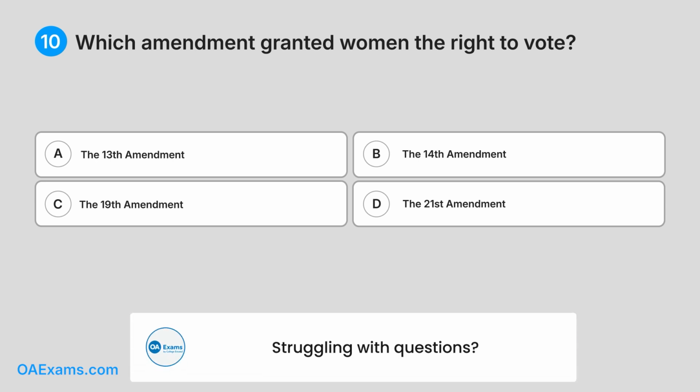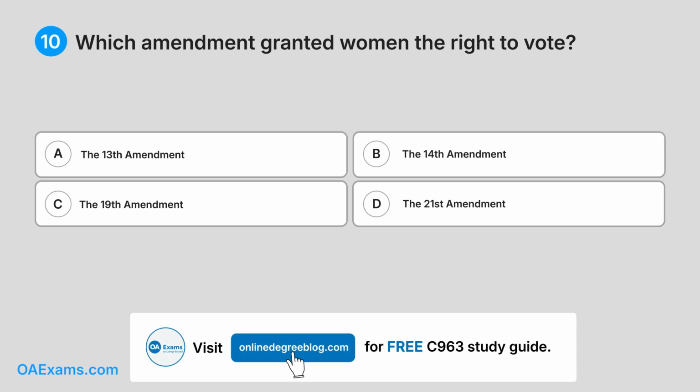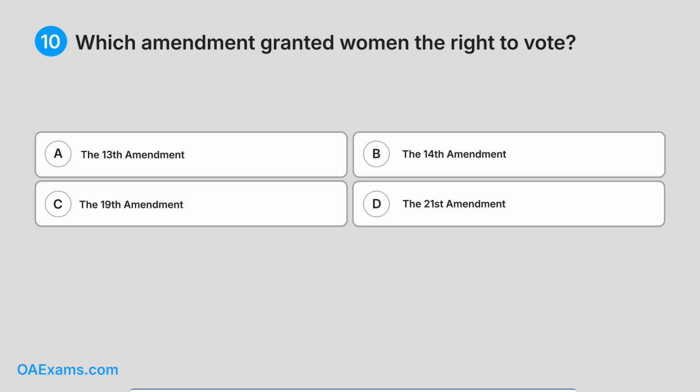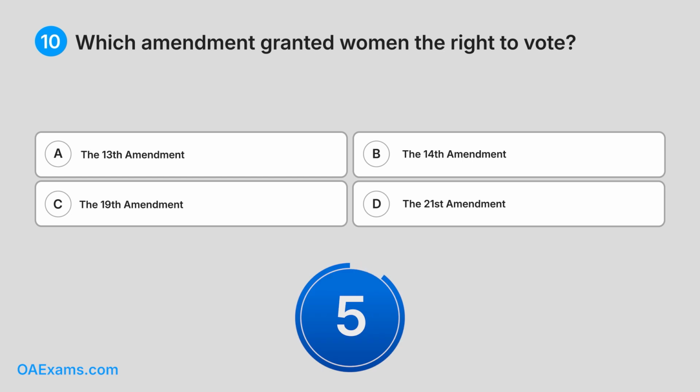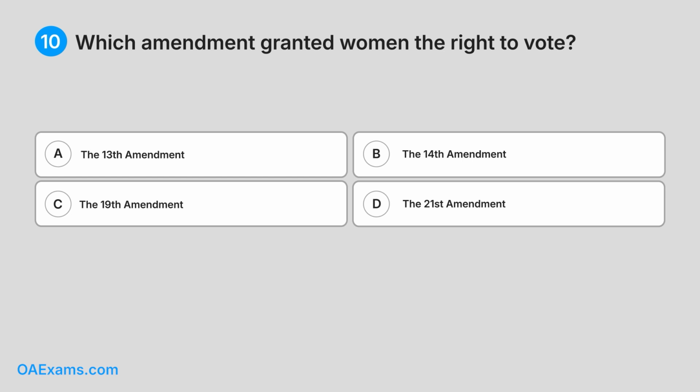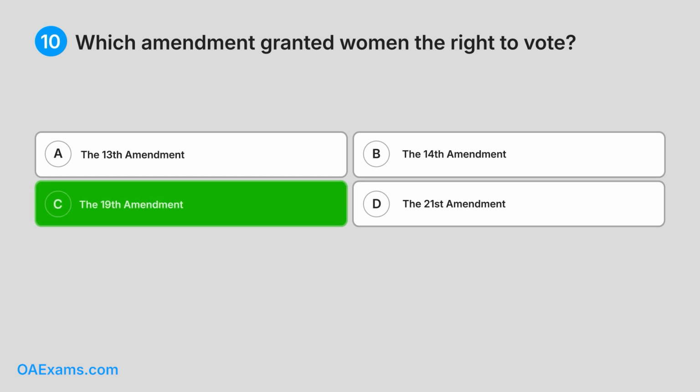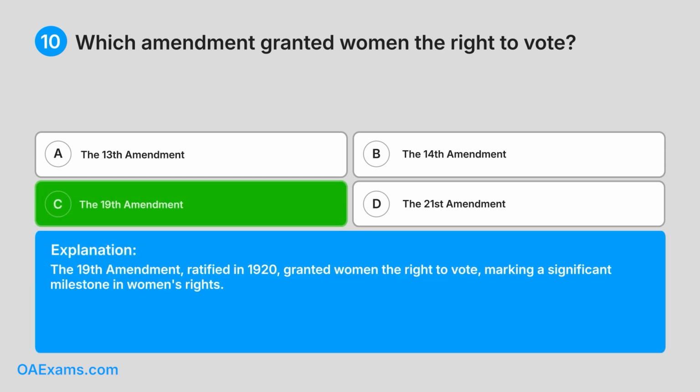10. Which amendment granted women the right to vote? A. The 13th Amendment. B. The 14th Amendment. C. The 19th Amendment. D. The 21st Amendment. What do you think is the answer? Correct answer: C. The 19th Amendment. Explanation: The 19th Amendment, ratified in 1920, granted women the right to vote, marking a significant milestone in women's rights.